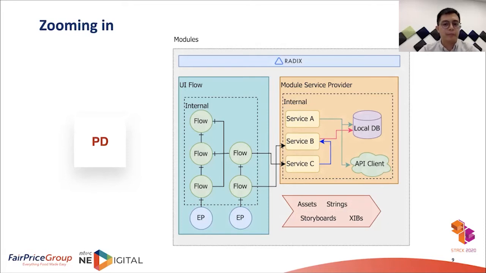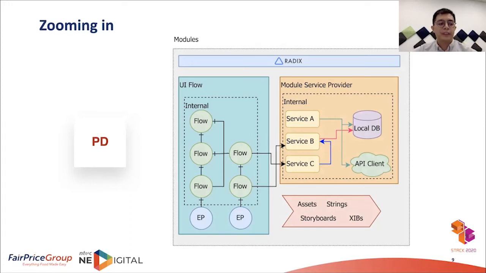If you look at the diagram here, there is a radix on top, which I will give a bit more context on later. And in here, there is the UI flow and also the module service provider. If we look a bit deeper at the UI flow, there are two blue circles that say EP, which are the entry points of the UIs, where most of the UI flows within the application remain internal. On the domain logic side of things, we should have use cases or services that help us talk to different repositories, like API clients and local database, for example. And static resources are something that can stand on their own.